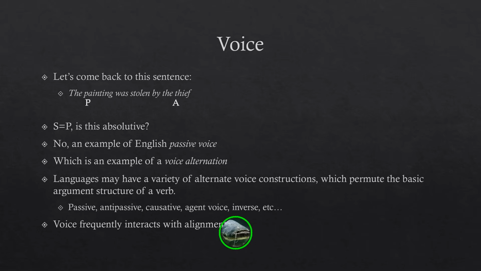But for now, does the idea of voice as distinct from alignment make sense? Why I'm putting it aside.